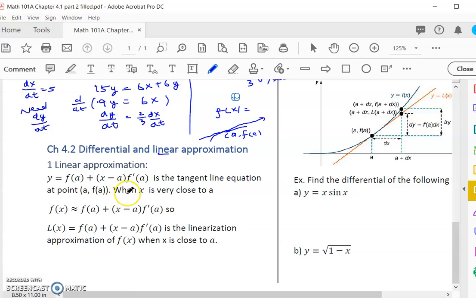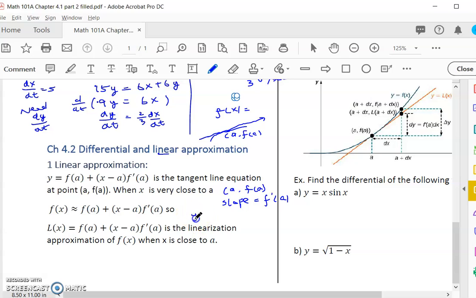So this is the tangent line equation. The tangent line equation is basically f of a plus x minus a times f prime of a. Why? Because you have been doing tangent lines for a long time. You have the point a, f of a, and then the slope of the tangent line is f prime of a. This is proving why it's that particular form. And then we use point slope form.